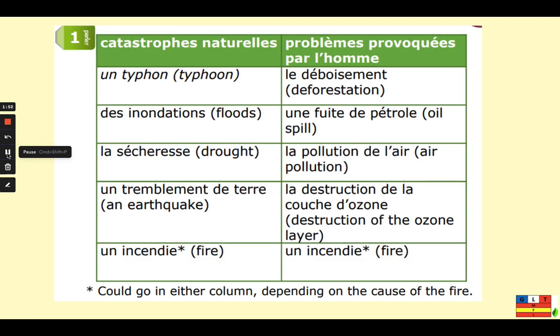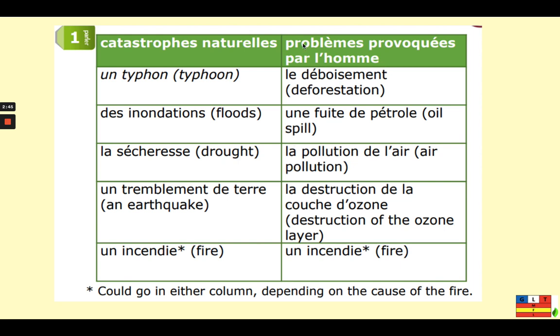Okay, so here's the answers. So underneath natural catastrophes, we've got un typhon, des inondations, la sécheresse, un tremblement de terre, and un incendie. Notice they've said that a fire, an incendie, could go in either column, and arguably lots of these might be able to go in other columns as well. You might say that the reason we've got floods is because of climate change, which is caused by all the stuff that we do, et cetera. But generally speaking, this is where they should be.